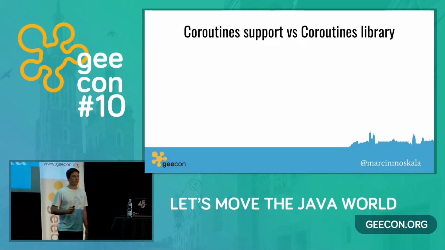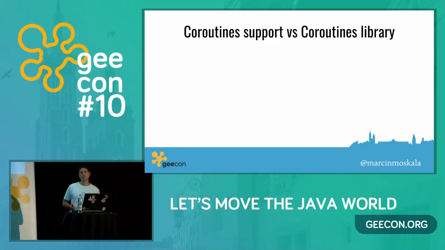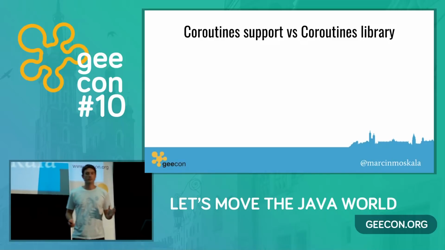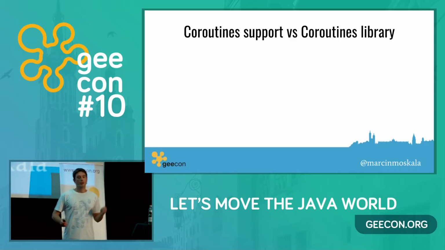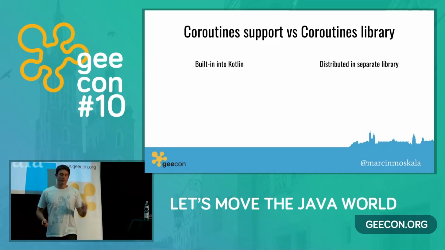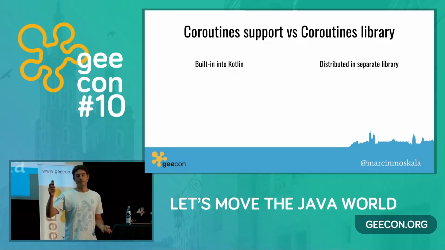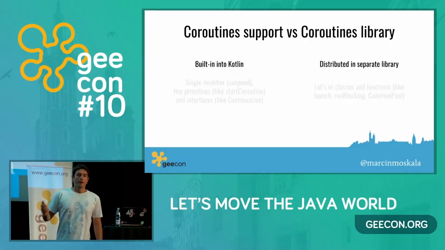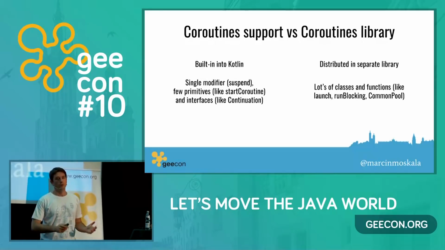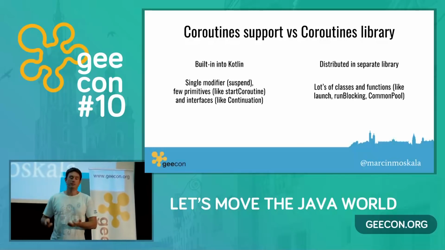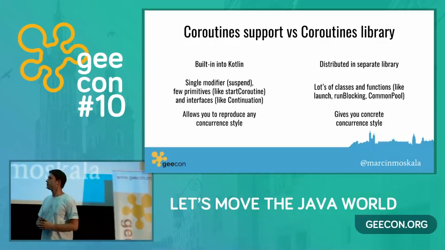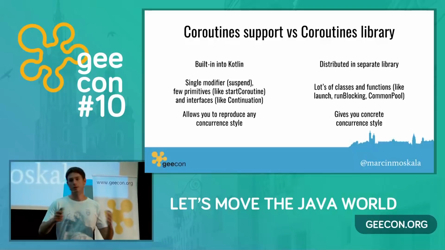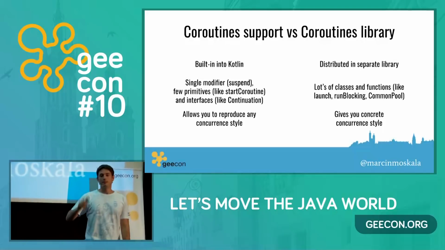What is important to understand is the distinction between Coroutine Support and the Coroutines library. Pretty much everything I've shown you already was a part of Coroutine Support that is built into Kotlin. But there is also the Coroutines library that is distributed as a separate library. This Coroutine Support is pretty powerful. It gives us the possibility to replace any concurrency style, actually, while our library is giving us one concrete way how we can use coroutines.